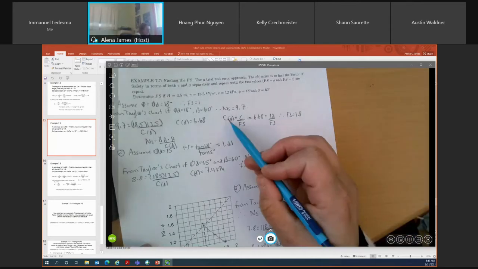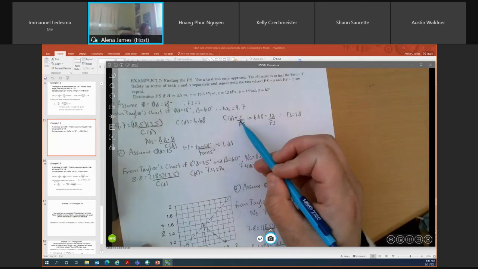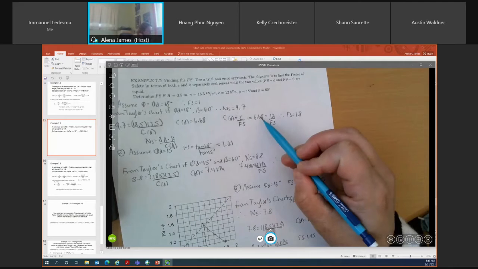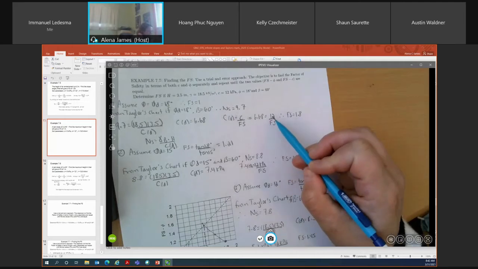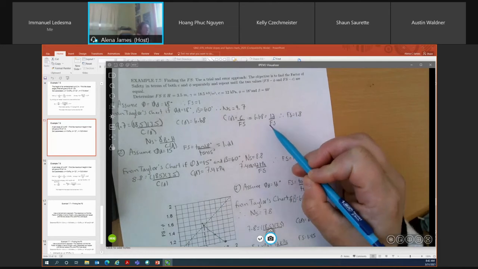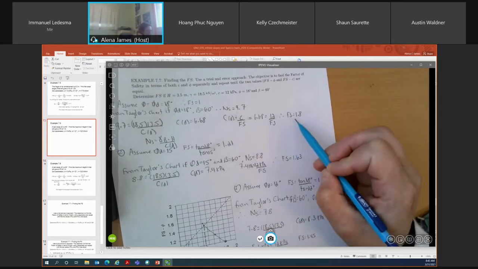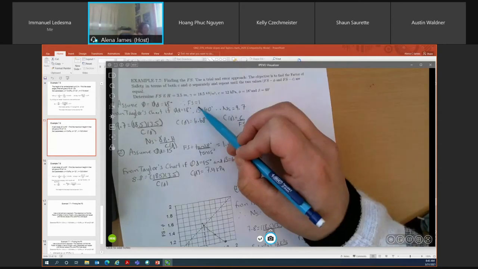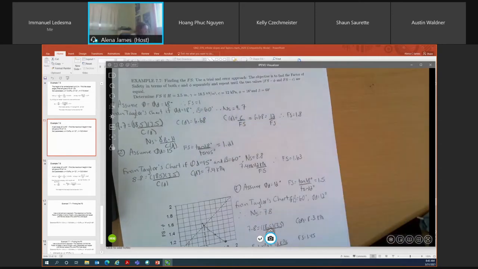So I know CD is equal to my cohesion value divided by my factor of safety. If I know my CD value is 6.68 and I know that my cohesion value is 12, the only unknown I have is factor of safety. So if I solve for this problem, I can determine that my factor of safety for my cohesion is 1.8, and I know that the factor of safety for my friction angle is 1.